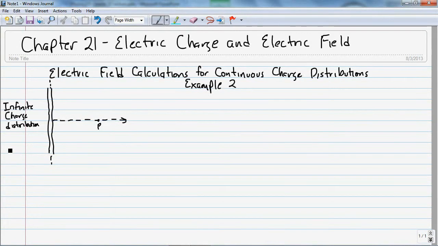Well, one parameter that we need to define we'll call lambda. In this case, lambda does not represent wavelength. Lambda is basically the charge per length. So this charge per length is a quantity that defines for every specific length how much charge is contained in that length.